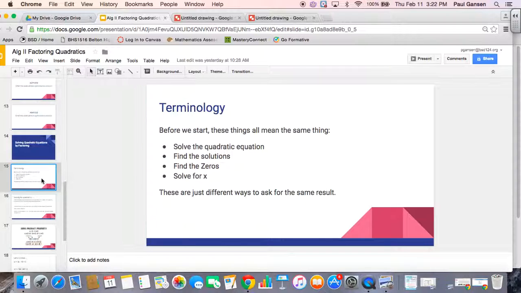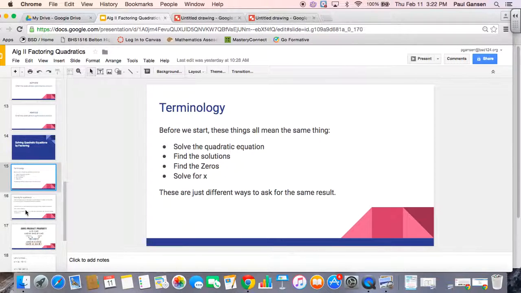Before we get started, I just want to talk about a little bit of terminology, so that in case I say these words, you understand what they mean. If I say solve the quadratic equation, or if we're looking to find the solutions, or find the zeros, or solve for x, all of those mean the same thing. They're just slightly different ways of expressing what we're going to be doing for this whole process. So in case in this class or somewhere else you see it phrased a different way than you're used to, don't worry about it. All these things mean the same thing. They're just different ways to ask for the same result.